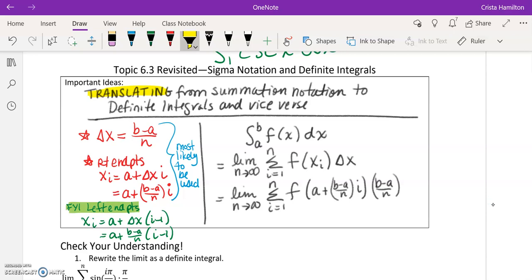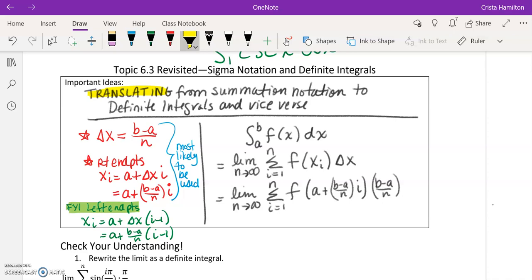So they may give you a definite integral and ask you what summation notation matches it, or they might give you a summation notation where you have the limit of a sum and ask which definite integral you're going to have there. So let's take a look at the parts that we have down here.